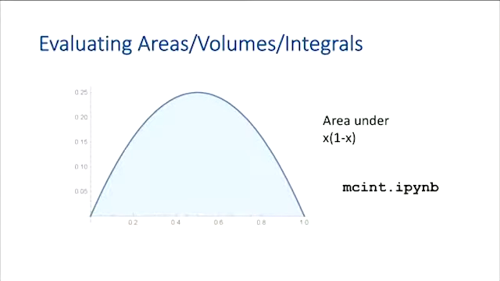And we can do something similar for integrals. So if you have some function, say x times (1 minus x), and you want to find the area under this function, what you could do is simulate points uniformly from 0 to 1, evaluate the corresponding function values, and then take the average.